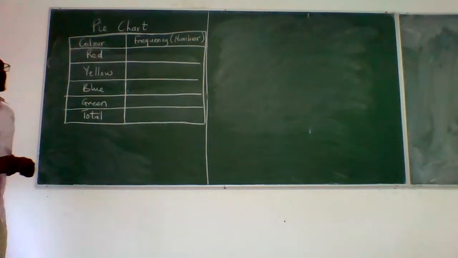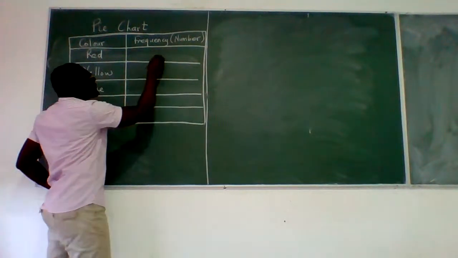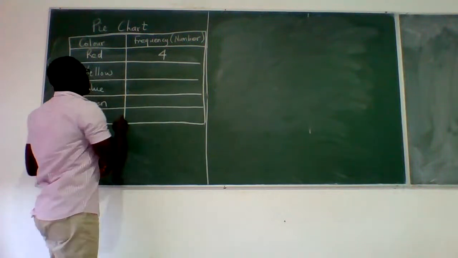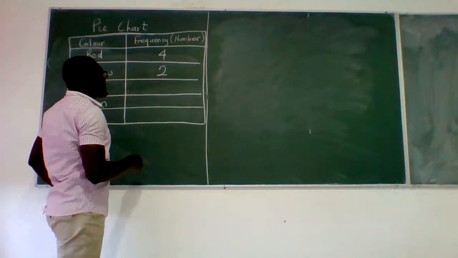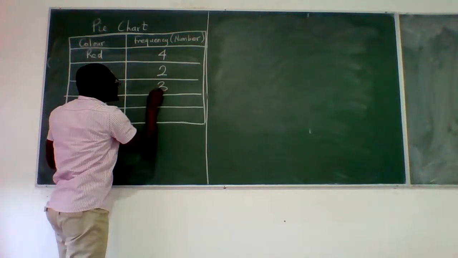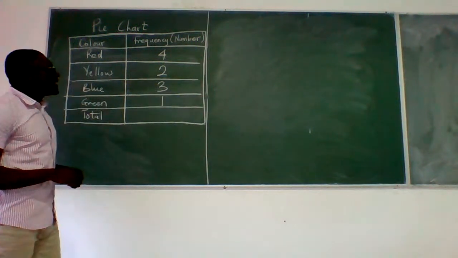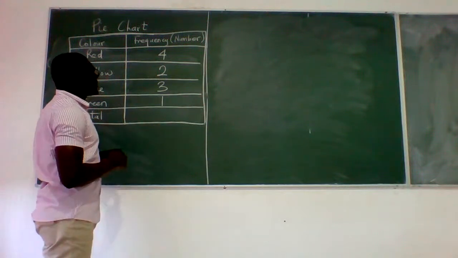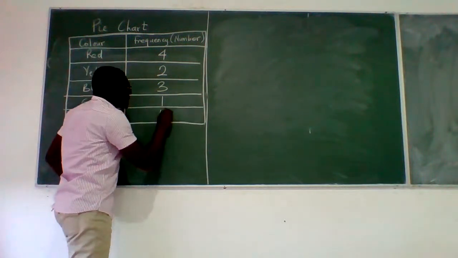Okay, so let's say out of the 10 people I sampled, I have 4 people telling me that their favorite color is red. Yellow, let's say 2, green, 1, blue, 3. So here, if I add everything up, I'm going to get 10 here.